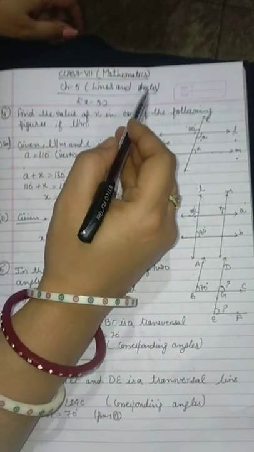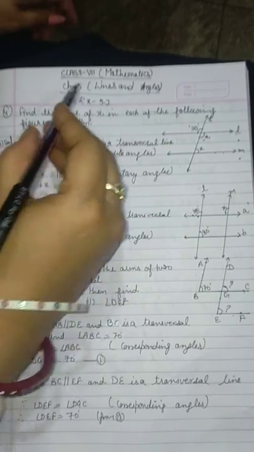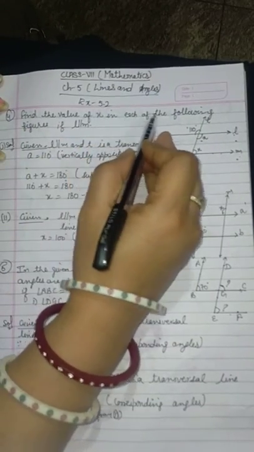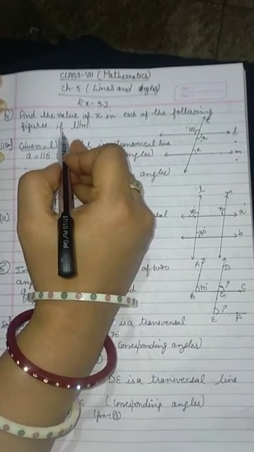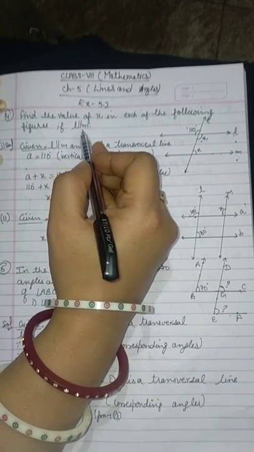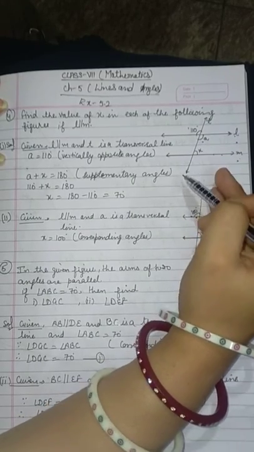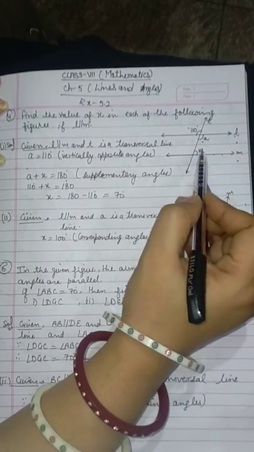Chapter 5, Lines and Angles of Class 7. So here the question number 4 is: find the value of x in each of the following figures if L is parallel to M. It is already given that L is parallel to M, and this T is a transversal, and we have to find out the value of x here.